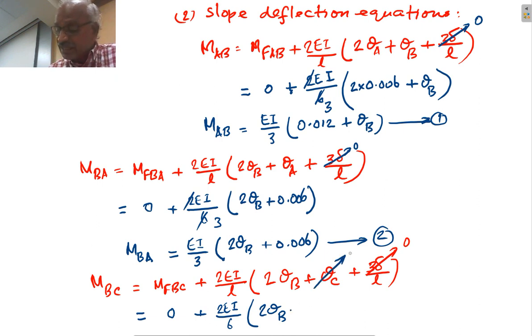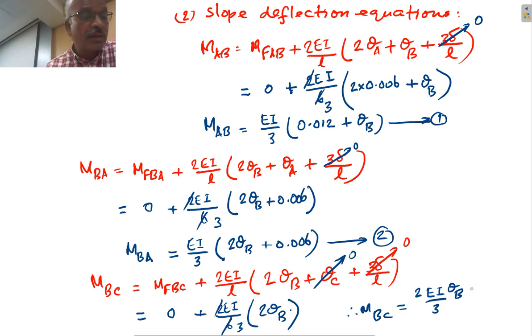So this you can cancel here itself, into 2 theta B. Theta C is 0, delta equals 0, that's all. Therefore MBC equals, this also you can simplify, EI by 3 into 2 theta B. So 2 EI by 3 into theta B. So this is our equation 3.